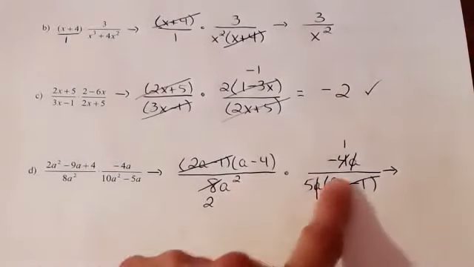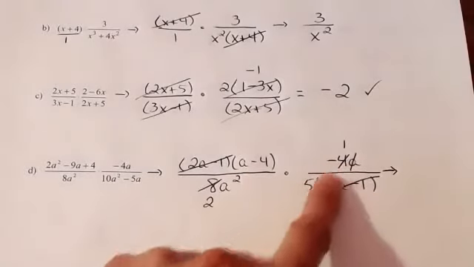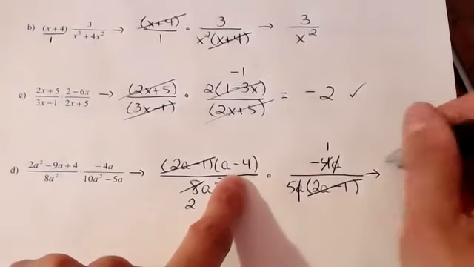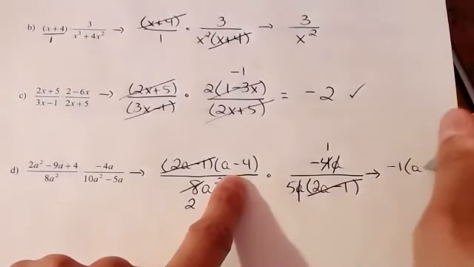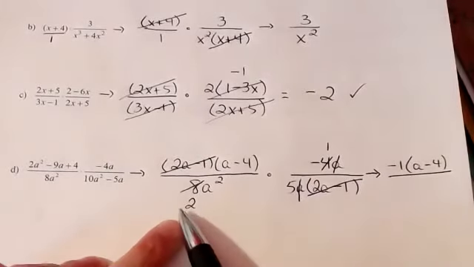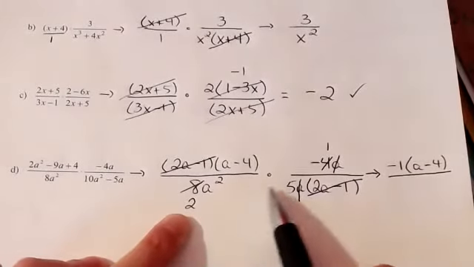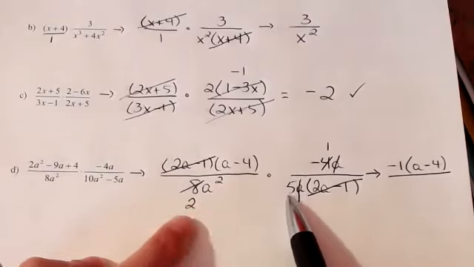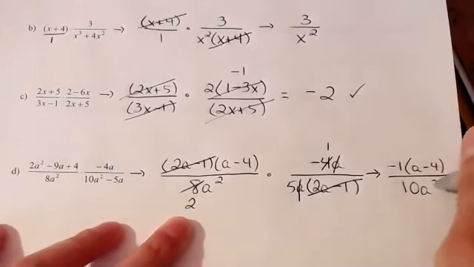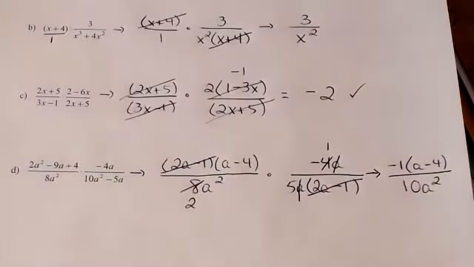So in the numerator, I have a negative 1 and I have an a minus 4. So I just want to put that together: negative 1, a minus 4. In the denominator, when I go across, I see I have a 2a squared times a 5. So 5 times 2 is 10. And then we have the a squared, and that is your final solution. Very nice. Very, very nice.